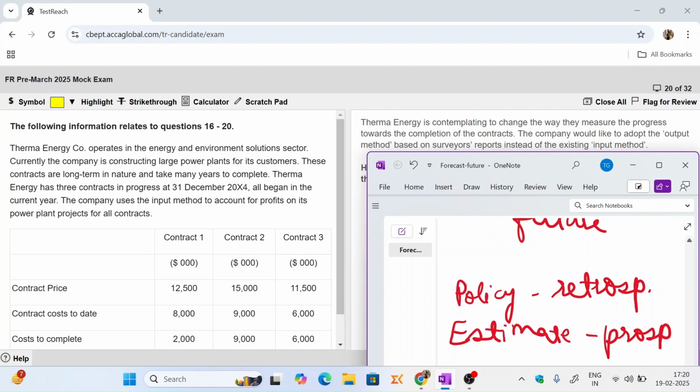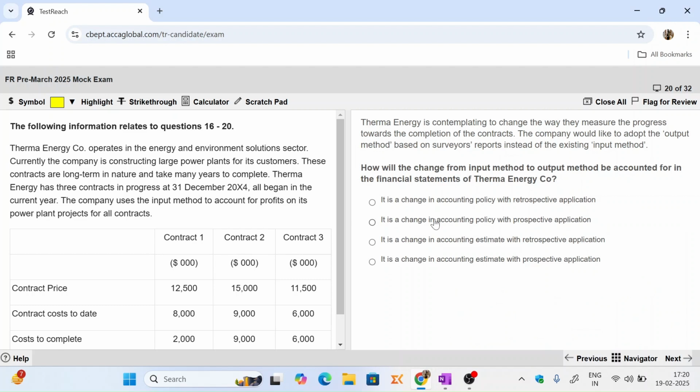Now we will answer this question. Here we are making a choice between how we are finding the estimate of something. Hence it is going to be a change in accounting estimate. And how do estimates change? Estimates are always changed prospectively. So we will choose the option which says that it is a change in your accounting estimate and it is going to be applied prospectively. That means it's going to be applicable for now, for the present, as well as the future.